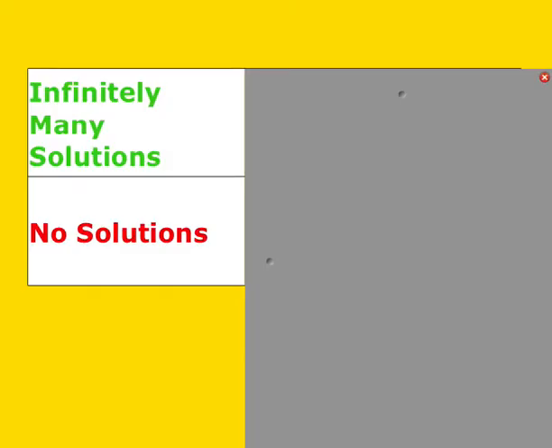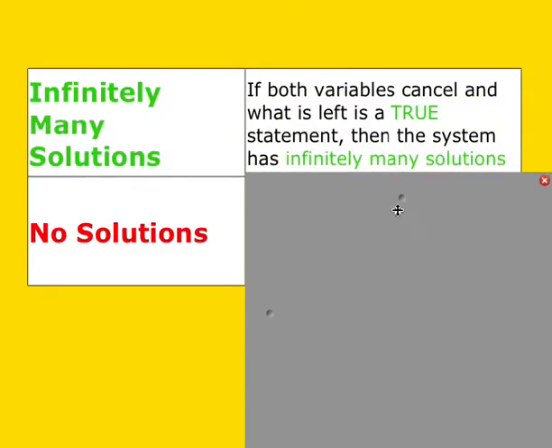So let's take a look at the number of solutions that we can have. The first one is having infinitely many solutions. If both of the variables cancel and what's left is a true statement, then the system has infinitely many solutions. And so that means that we might have something left over that says 3 equals 3 or 2 equals 2 or something like that. Okay?